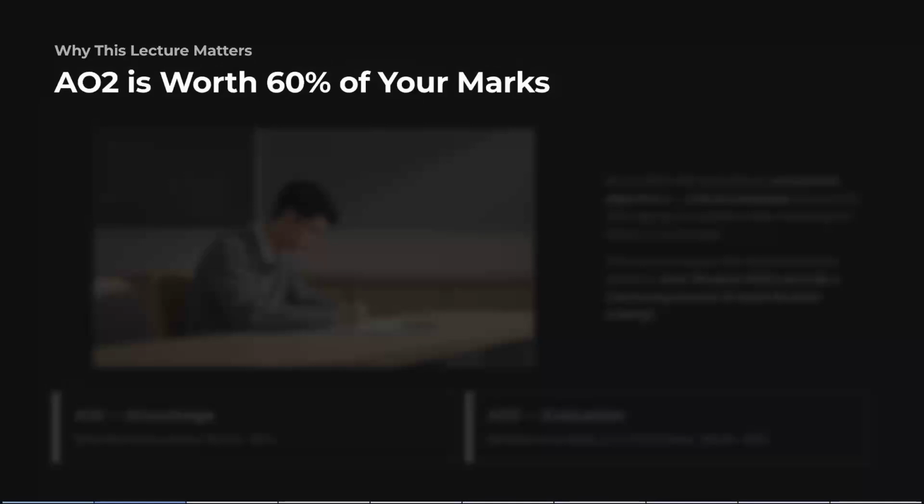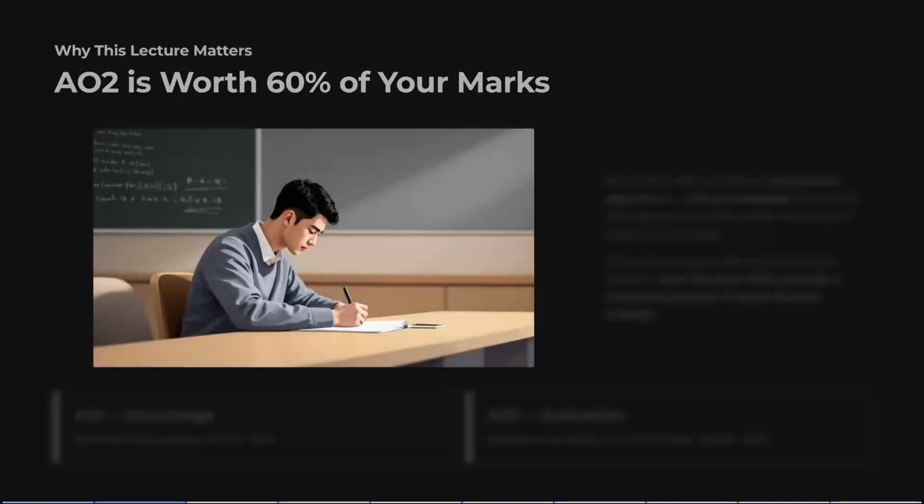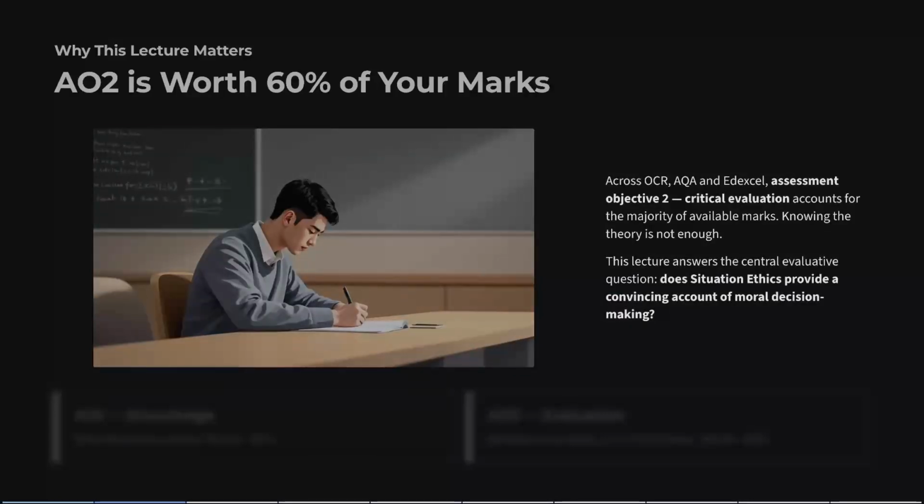So before we evaluate anything, let us be clear about what evaluation actually means in A-level ethics, because students often confuse it with something much simpler. Evaluation is not listing strengths on the one side and weaknesses on the other. That is description with labels attached. Examiners do not reward it highly because it does not demonstrate philosophical thinking. It just demonstrates your ability to organize ideas.